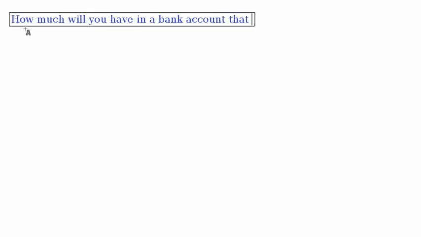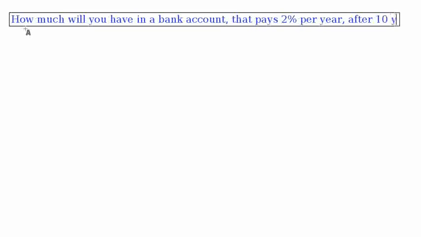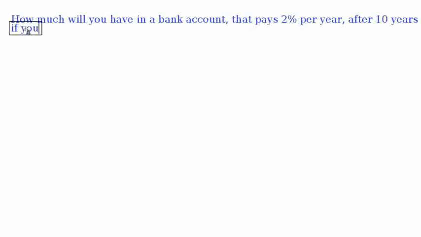How much will you have in a bank account that pays 2% per year after 10 years if you initially deposited $500? So how would we calculate that?